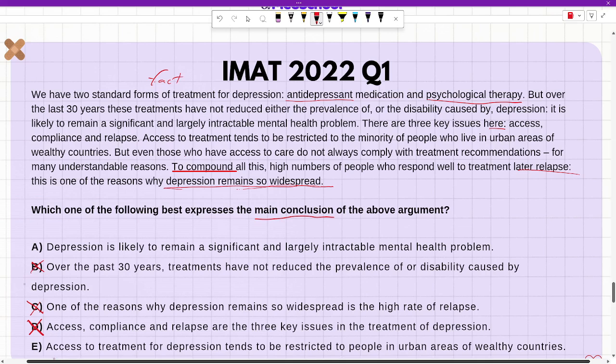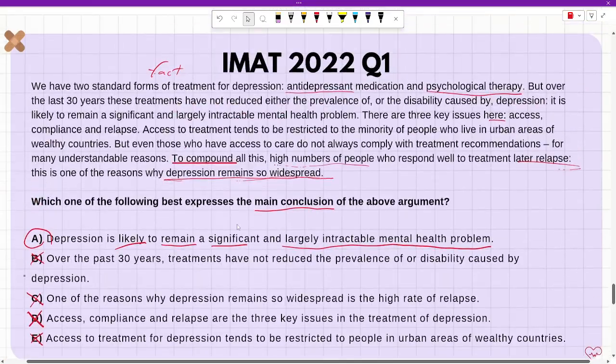So access to treatment for depression tends to be restricted to people in urban areas. This is obviously not it. So here our answer will be A. Depression is likely to remain a significant and largely intractable mental health problem. Obviously, largely comes from the high numbers of people who relapse later.